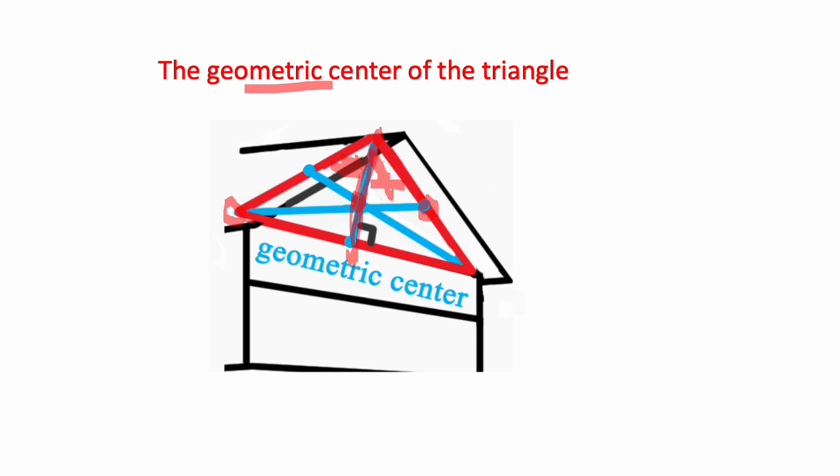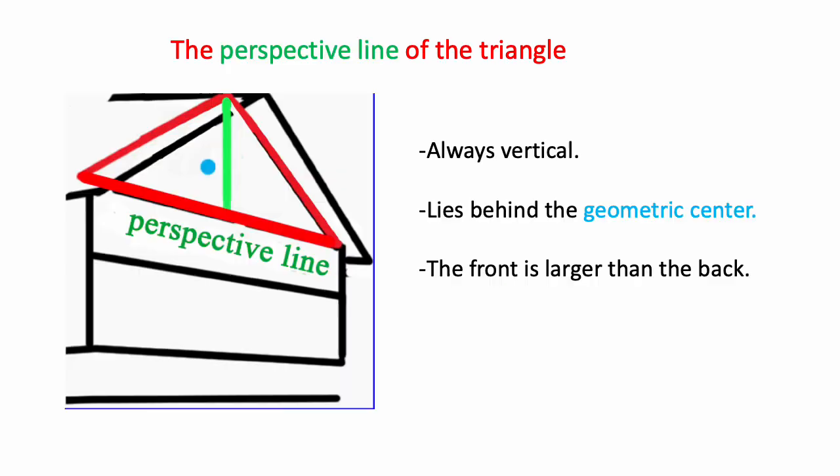But something's wrong with this look. It looks like the roof is at risk of sliding down. So what to do? The important line then for this triangle is the perspective line that travels from the apex vertically down to the base. So this vertical relationship provides stability to the dormer, which no longer seems at risk of sliding down. And it travels behind the geometric center of the triangle. And it forms right angles in perspective.